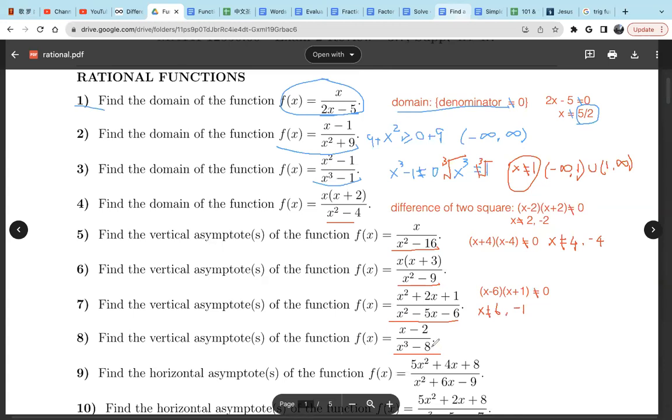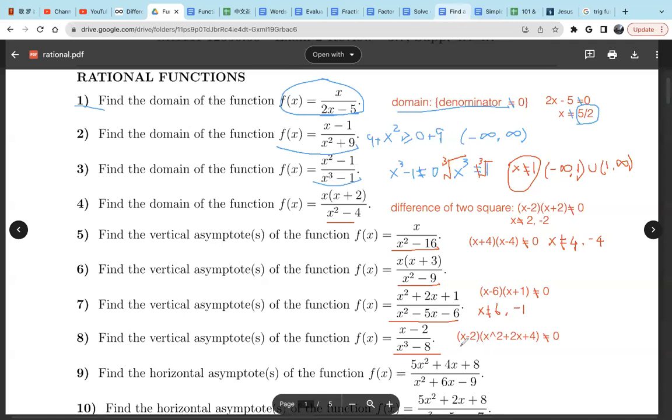This is a difference of two cubes, because a is 2 raised to the 3. So this one we can factor to be x minus 2 times x squared plus 2x plus 4. So that cannot be 0. This is by the difference of two cubes formula.